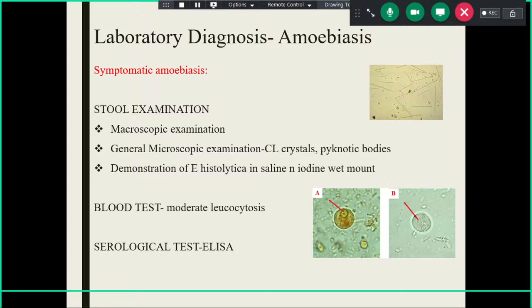Okay, if it is a liver abscess case and the clinician has sent you an aspirate of liver, then that liver aspirate you are supposed to see under wet mount. We have to prepare a wet mount and see it under microscope. You will find motile trophozoite, and that motile trophozoite many times have digested RBC inside it.